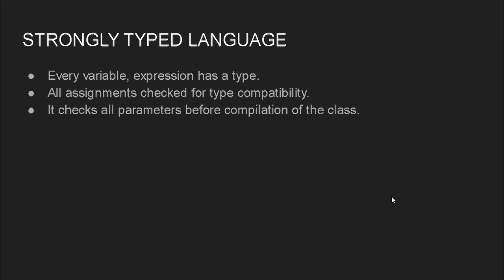Then after that, all the parameters are checked before the compilation of a class. Now in Java, we know that we have a main method, and that main method takes a parameter. It is not a string, it is an array of string, because that is why we put String, then the square brackets, then args. That is a parameter which we give to the main method.